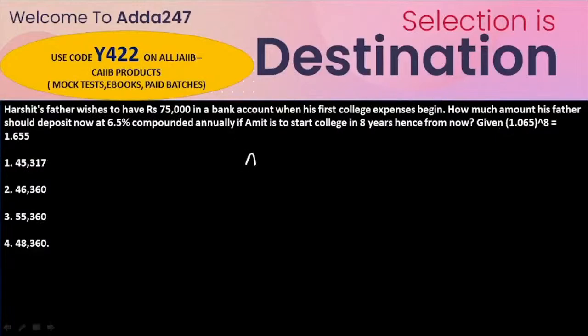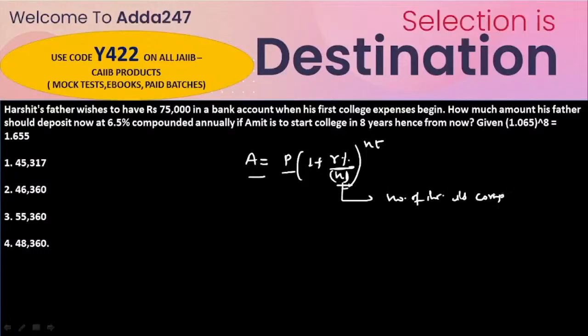Look, what we know is A is equal to P times (1 plus r, which is the rate of interest) to the power n multiplied by t, and this n is the number of times interest is compounding in a year. I am just talking about this n. Look, this is compounded annually, that means we keep n is equal to 1.